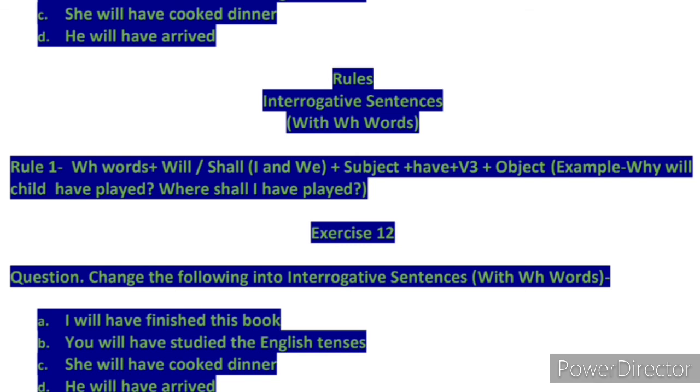What we are supposed to do is add WH words in the beginning, and the rest is the same as it was in the yes or no answer type. So for example, why will child have played, where shall I have played. Here are some exercises, some sentences.